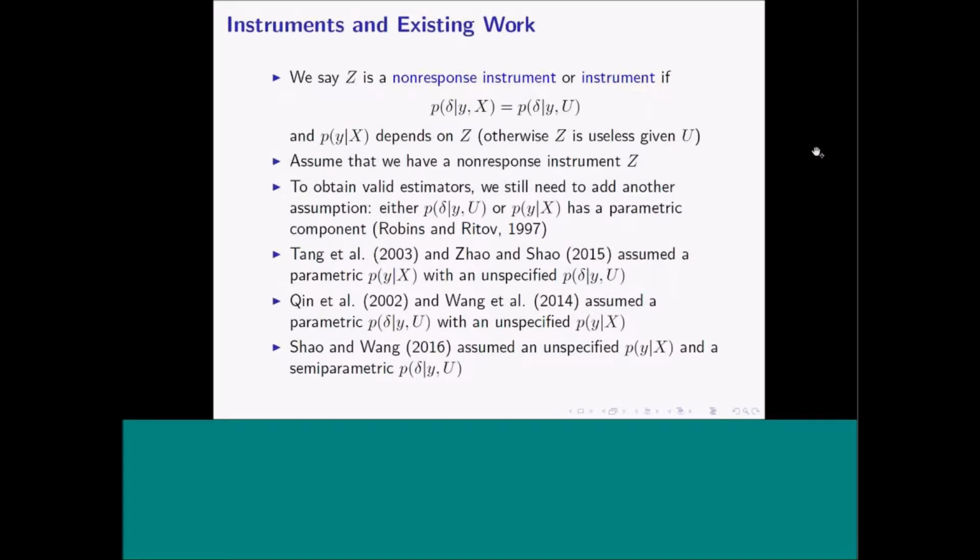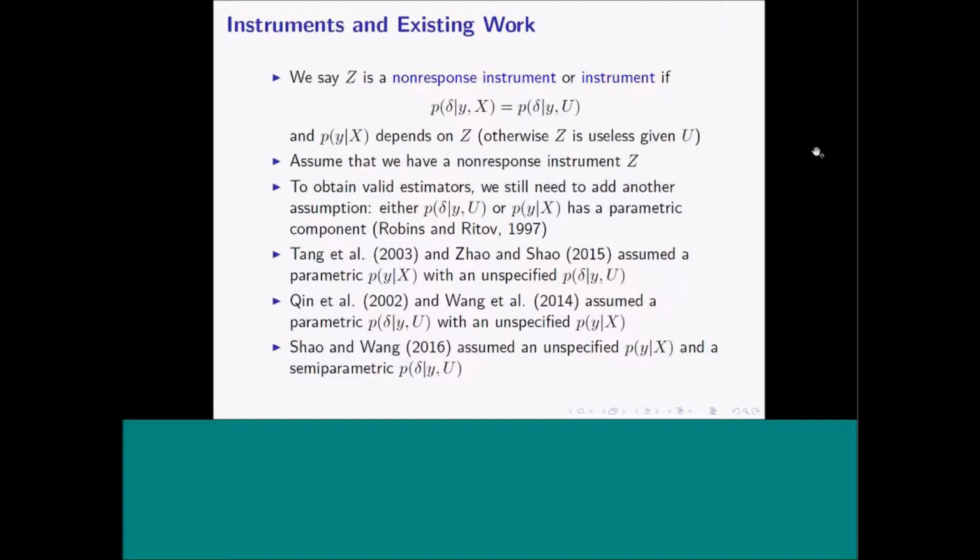So now I will turn to some existing work, the work before the presentation of my work. So suppose that we do have such a variable, and I call this variable a non-response instrument, or simply an instrument. So the first assumption is that Z can be excluded from the propensity.